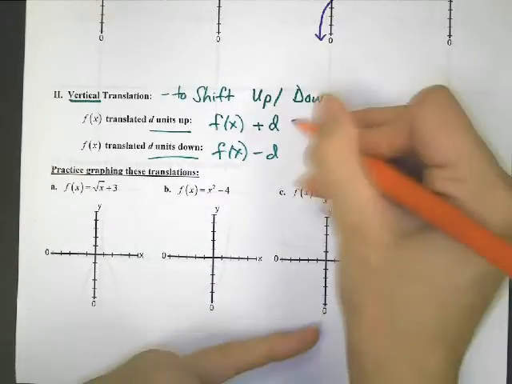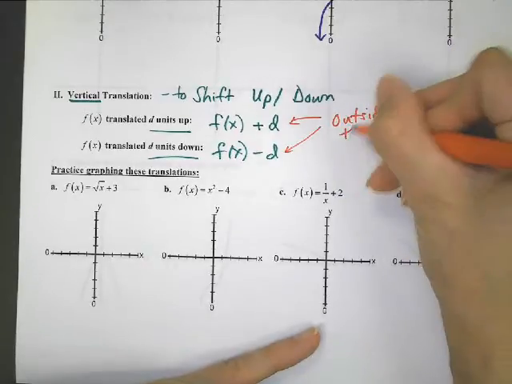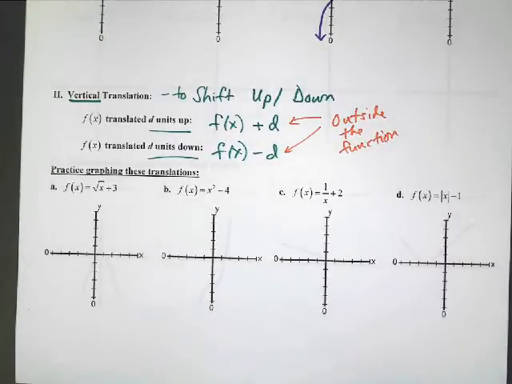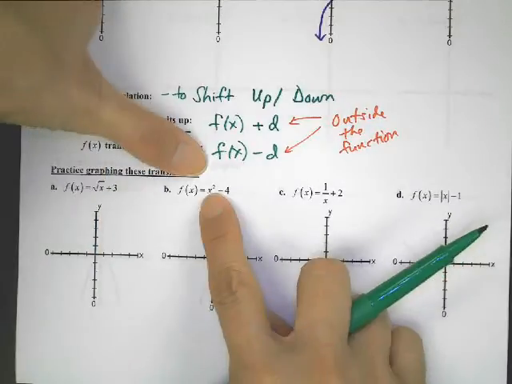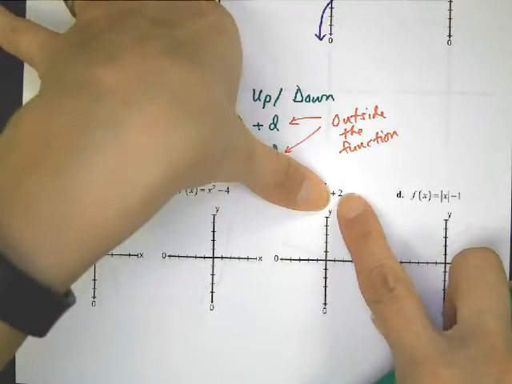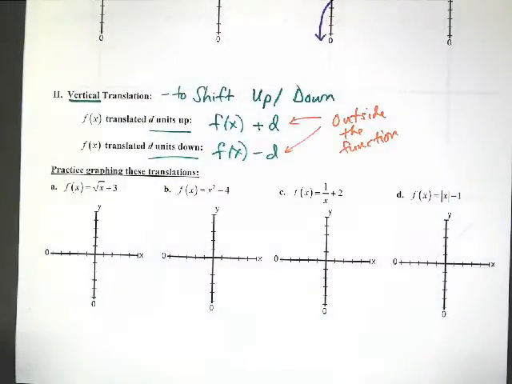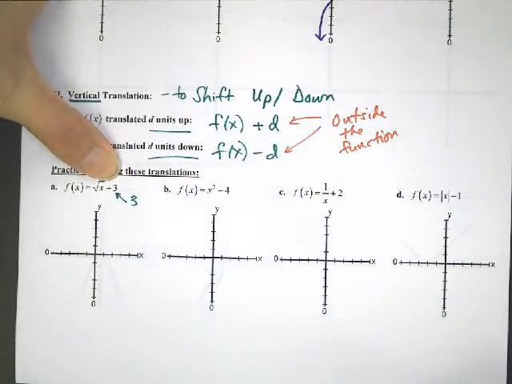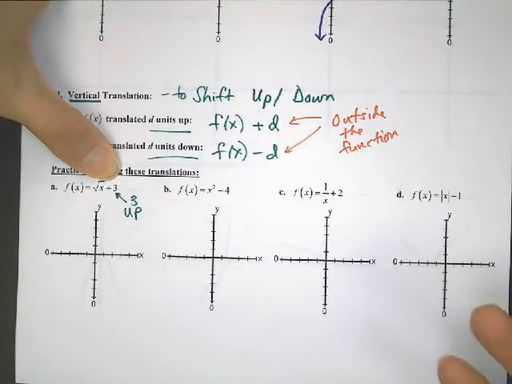Okay, and what I want you to notice here with this notation is that these d's are outside the function. Very important that you know what the equation is telling you to do. Is that 3 in the radical? No, it's radical x, then plus 3. Is that 4 getting squared? That's x squared, and then that's a 4 afterwards. Do you see how it's a 2 after the absolute value with the 1? So these are all going to be shifting up or down. So that 3, is it up or is it down? Plus d, plus 3 goes up. It's exactly what you'd expect.